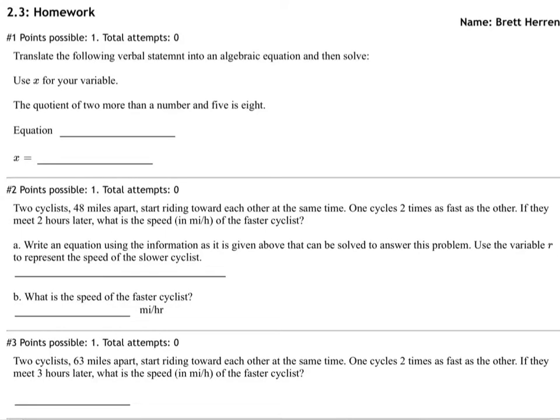2.3. So we're still talking about equations. We did graphs last time, right? 2.1, 2.2 with graphs. So here we are in 2.3, talking about some equations. Translate the following verbal statement into an algebraic equation. So the quotient of 2 more than a number and 5 is 8.